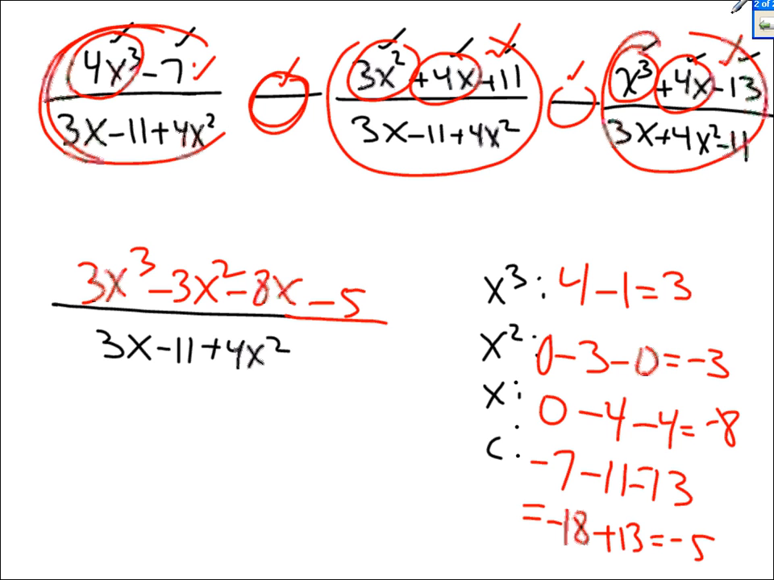Okay. Just like the section before, adding and subtracting polynomials. The denominators are the same. You just combine the numerators, either add or subtract, possibly both. It depends upon the sign in the middle of the fractions.